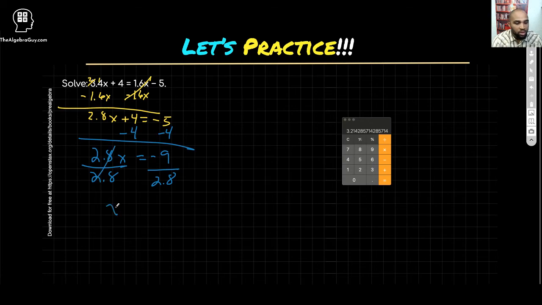So this goes away. This is just x equals 3.214. You don't have to go that far, but I went far enough. I should say approximately, because it's not exactly equal, because we're not taking into account all the numbers.